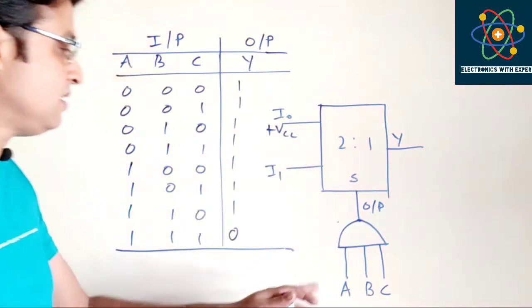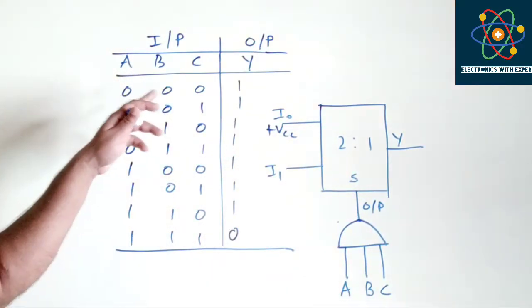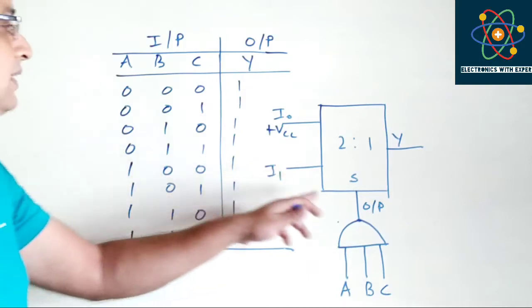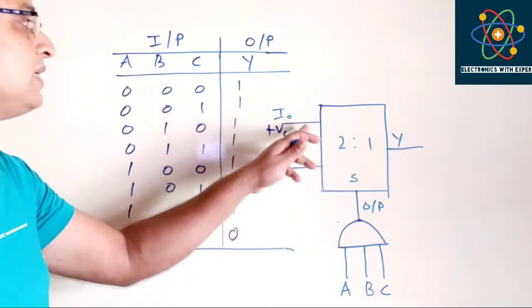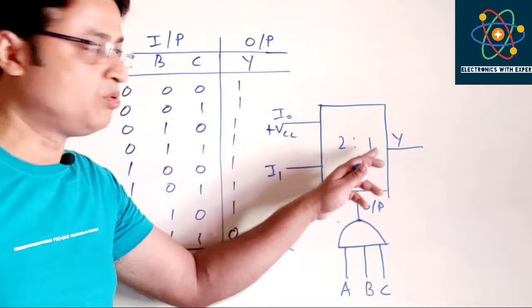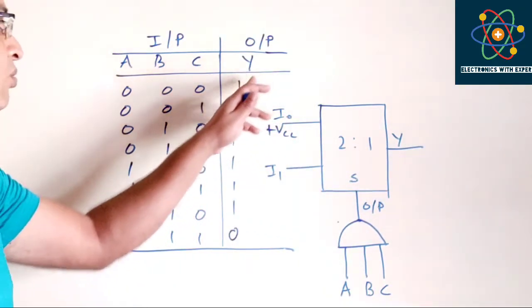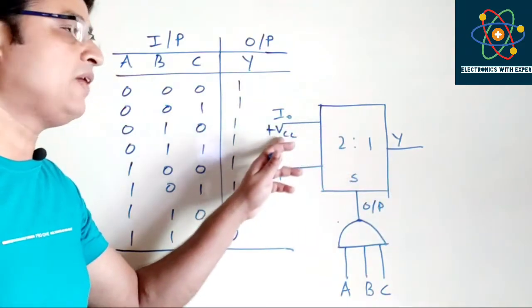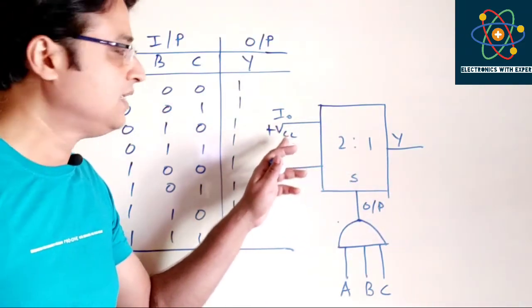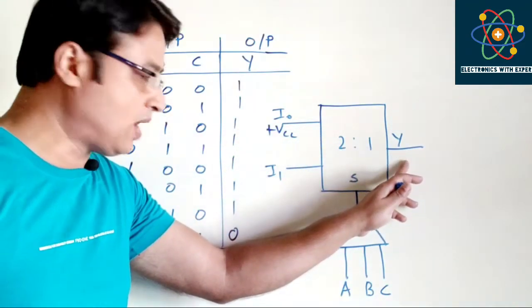Now let's check it. For A, B, C all of them equal to 0, then S is 0, and that means I0 is selected to the output, and from the NAND gate truth table we see that the output will be 1. So if I connect it with plus VCC, then it means that Y should be 1.